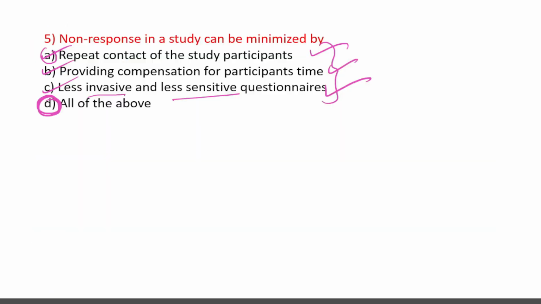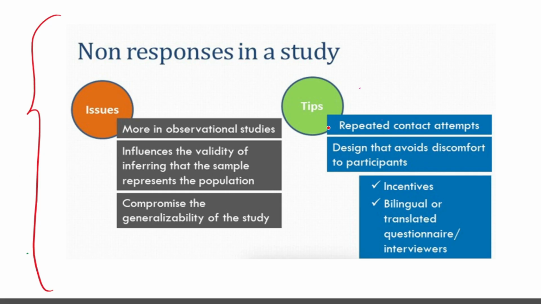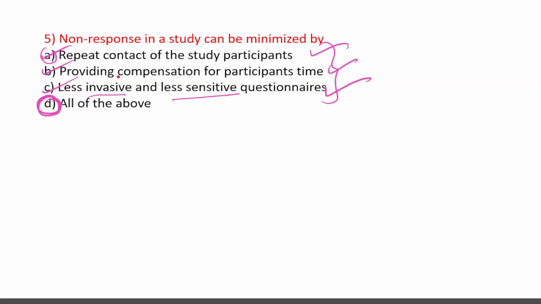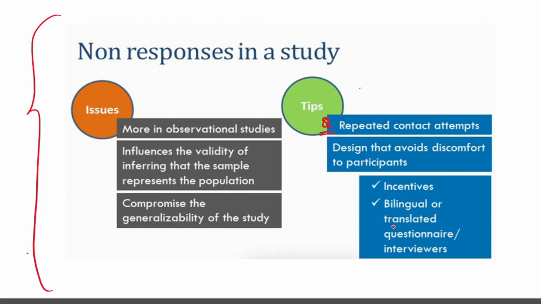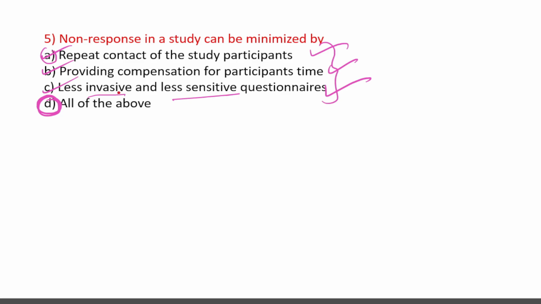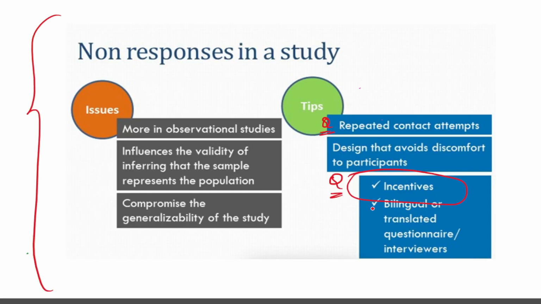Now from our options, the first option was repeat contact of study participants. This is written over here as the first statement itself and has been given as an option in our question, repeat contact attempts. Then the second option, providing compensation for the participants' time. Even this is mentioned over here in the form of incentives. Then the third option, less invasive and less sensitive questionnaires. Even this has been mentioned as bilingual or translated questionnaire for the interviewers. So all these three options are available and they are the tips which can minimize the non-response in a study.